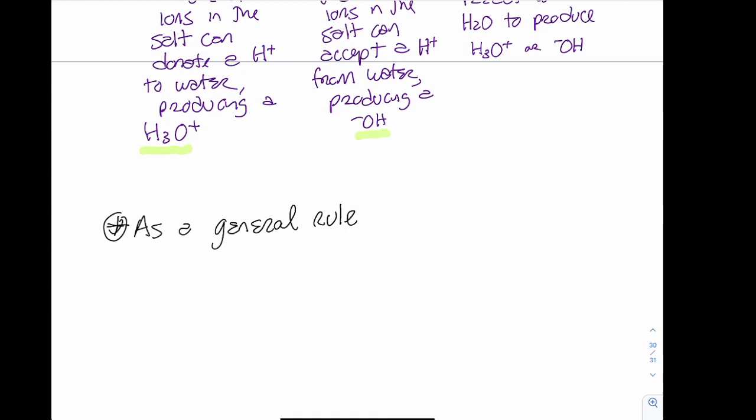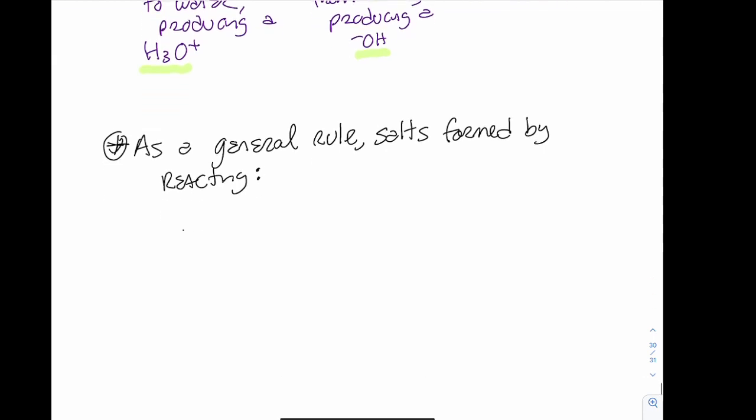in fact, let's add a little bit more. As a general rule, salts formed by reacting, and our first one, and I'm going to abbreviate on you here, SA for strong acid, and then SB for a strong base. So if I take a strong acid and react it with a strong base, we're generally going to produce a neutral solution.